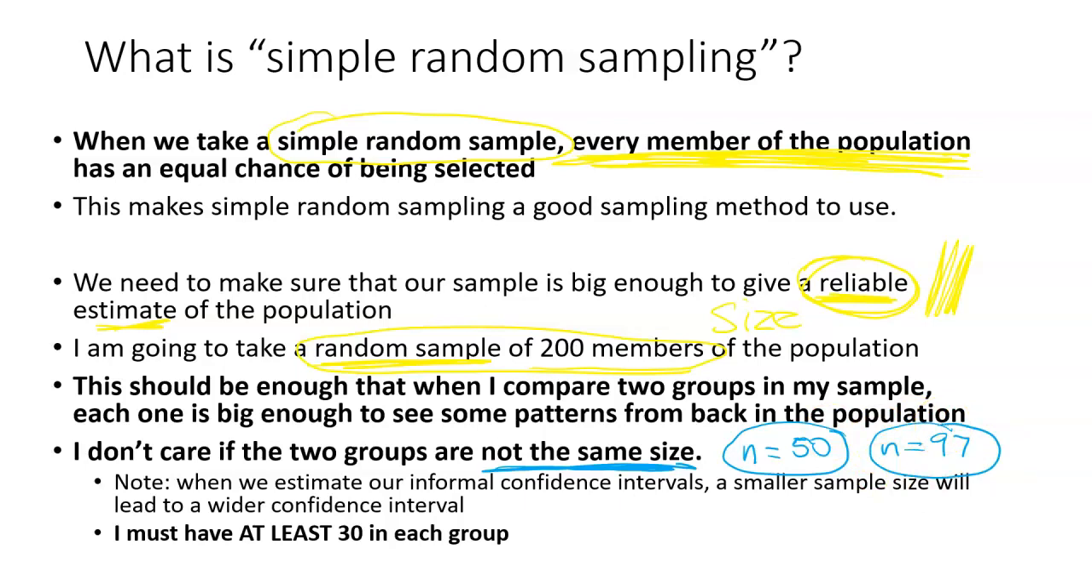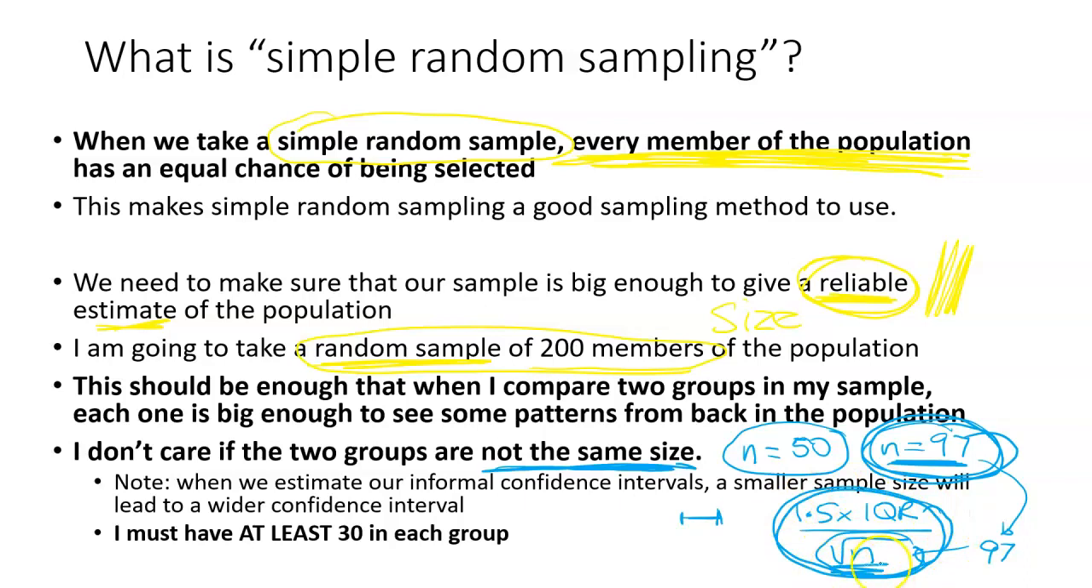It is definitely going to affect my analysis, because when I do my confidence interval, the one with the 97 dogs or 97 people is going to have a narrower confidence interval. And that's because the confidence interval margin of error is 1.5 times the interquartile range divided by the square root of n. Now this n is my 97 here. So when I've got a bigger number here and I take the square root, I'm going to get a smaller margin of error, because this is the bottom number in the fraction, the denominator.